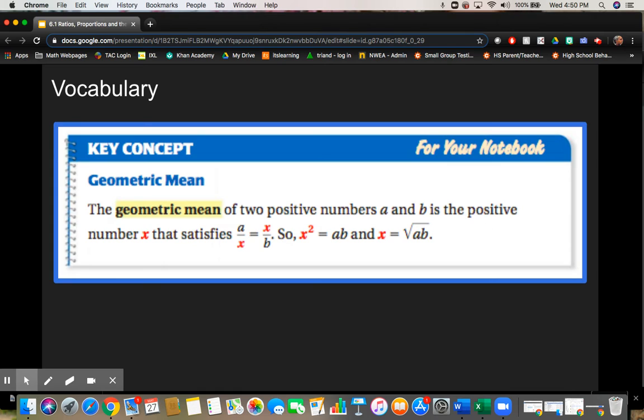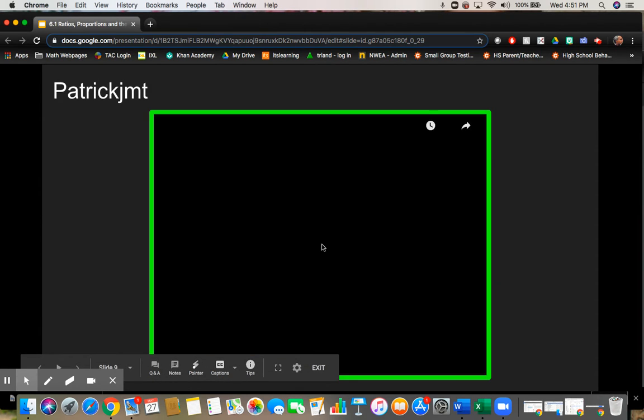Let's look at one more thing, the geometric mean. The geometric mean of two positive numbers A and B is the positive number x that satisfies the proportions a over x is equal to x over b, so that x squared is equal to ab, and x is equal to the square root of a times b. Let's watch a short video on that. That seems complicated.